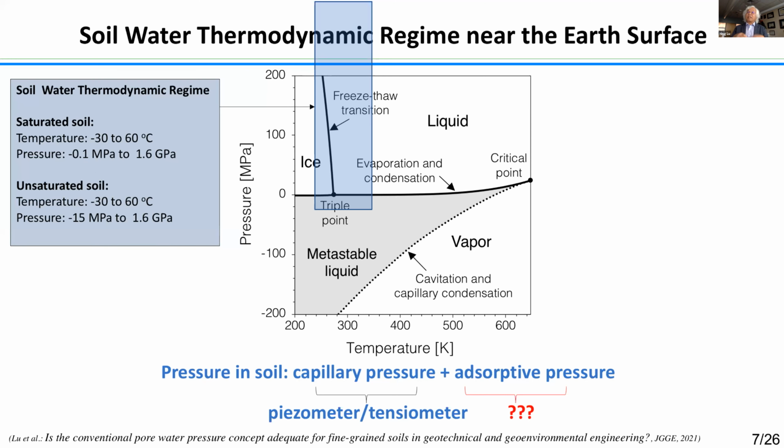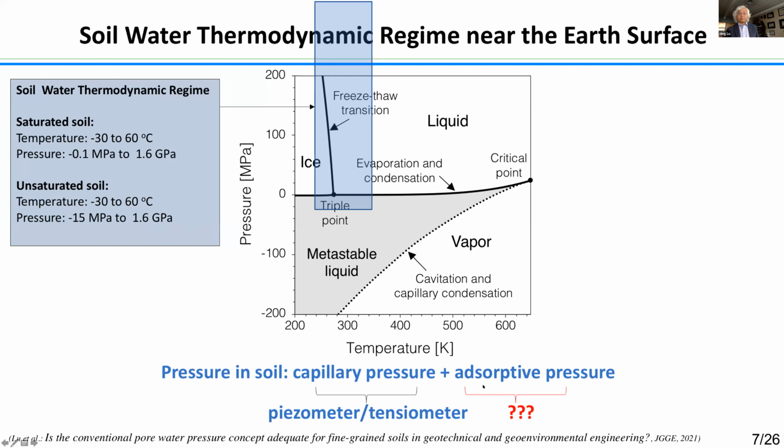But at some point there is going to be cavitation, and it's going to go to this metastable region. So this is probably the reason I don't have access to go all the way up there, because it is only to 200 megapascal. As I said, it can go to compressive 1.6 gigapascal. So the difficult part again here is the capillary pressure. We know that we can use a piezometer or a tensiometer to measure that.